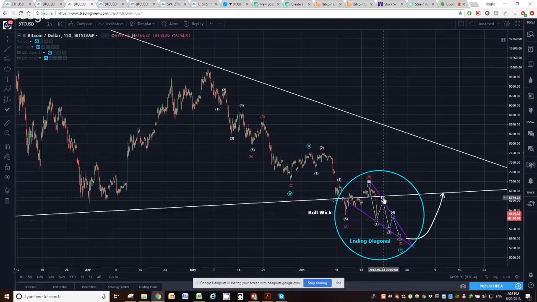It'll be zigzag, zigzag, zigzag, ABC, ABC, 3, 3, 3, 3, 3. Now the leading diagonal will have 5, 3, 5, 3, 5. But in an ending diagonal, you have 3, 3, 3, 3, 3. So basically ABC, ABC, and so on to the wave 5. That is why the overlaps are allowed. And the ending diagonal is very fitting, almost always happening at the wave 5 of a C, in this case, or WXY, which is composed of an ABC as well.